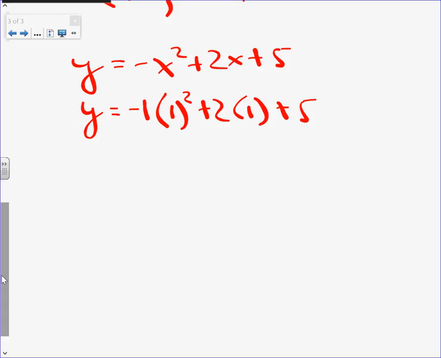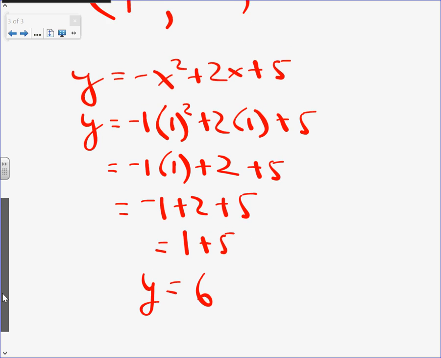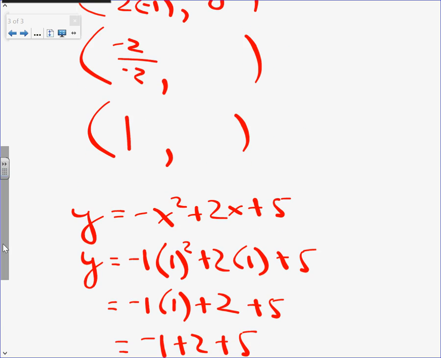Don't multiply before you do the exponent. So it's -1 times 1 to the second power is 1. We're rocking and rolling. 2 times 1 is 2 plus 5. -1 times 1 is -1 plus 2 plus 5. -1 plus 2 is a positive 1 plus 5. Y is 6. Our vertex is 1, 6. Beautiful.